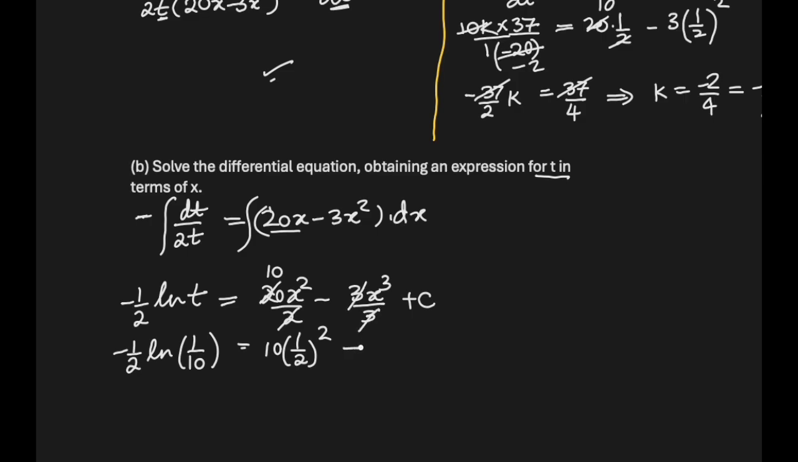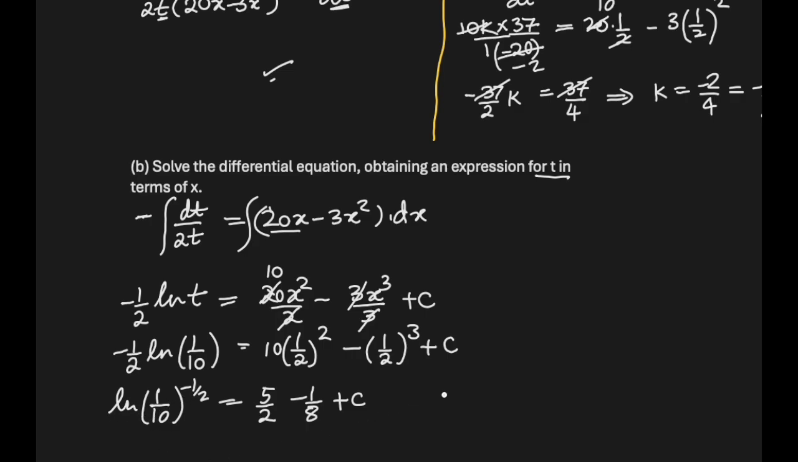This cancels, minus half cube plus c. So let's see if we get something out of this. So there will be 10 over 4 minus, or rather let's make this one as exponent. So we will write here natural log 1 over 10 to the power minus half equal to 10 over 4, which is 5 over 2 minus 1 over 8 plus c. Okay, so 10 to the power minus half will be square root 10.